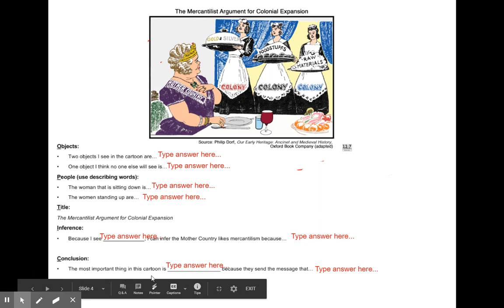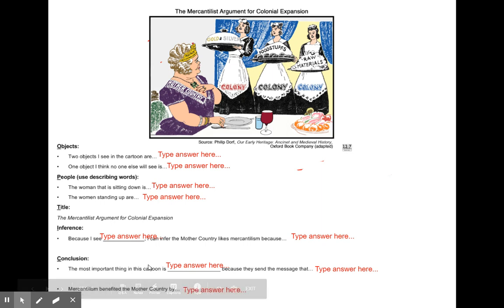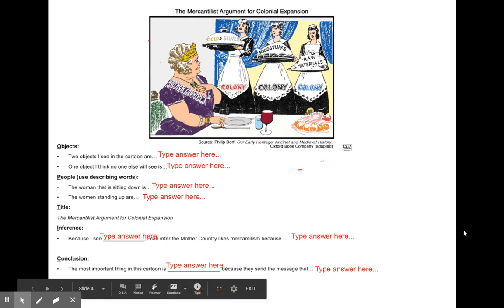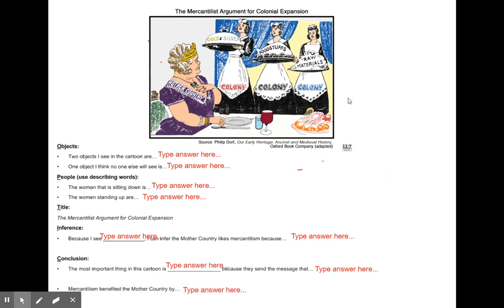And then a conclusion. The most important thing from this cartoon is blank because it sends a message that, oh, the most important could be she's happy because it sends a message that, or they are the maids. So it sends a message that they're serving the mother country. There are different ways you can make a conclusion, wrap it up, what you see happening here, an overall situation. So this is called an optics, and we fill this in. The way in history we do this is we always have to pick apart and write down the things that we see. So you're going to complete this and turn that in.